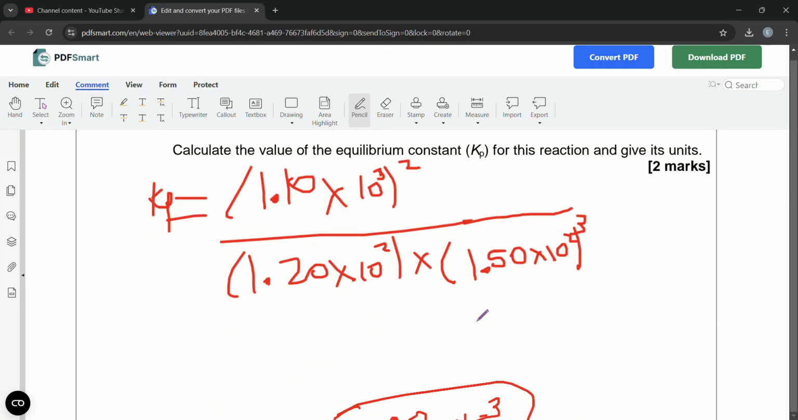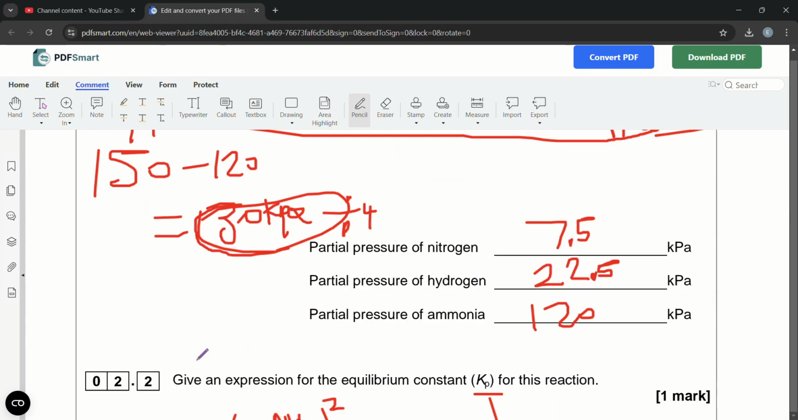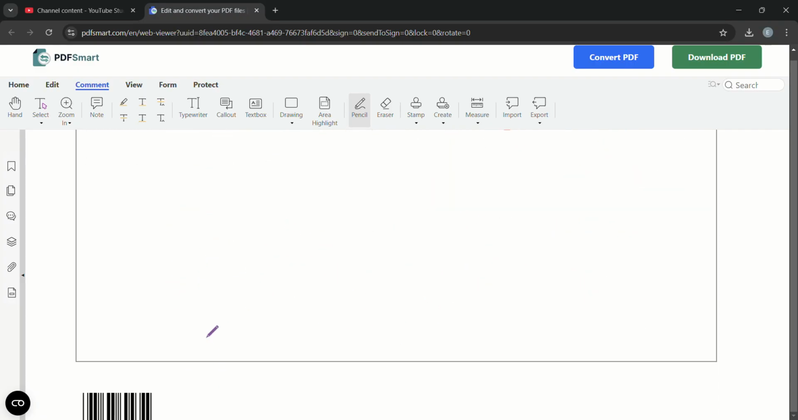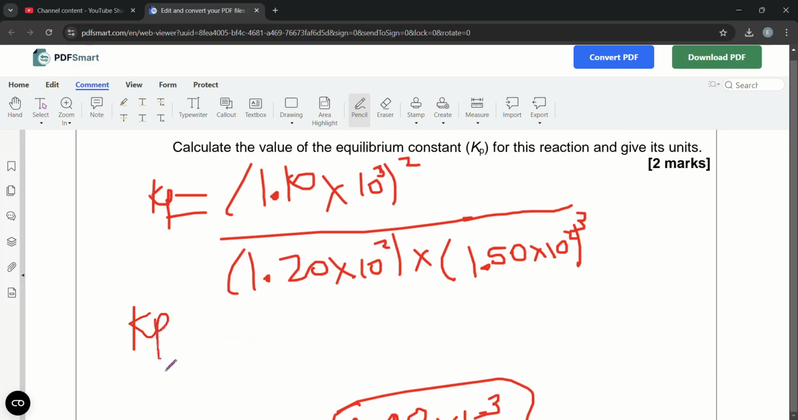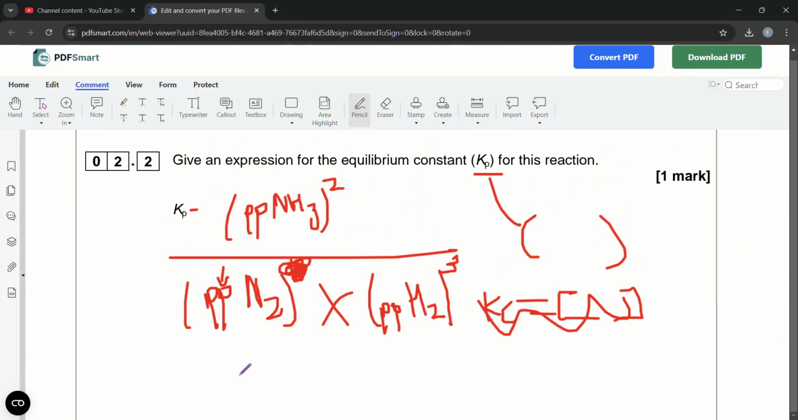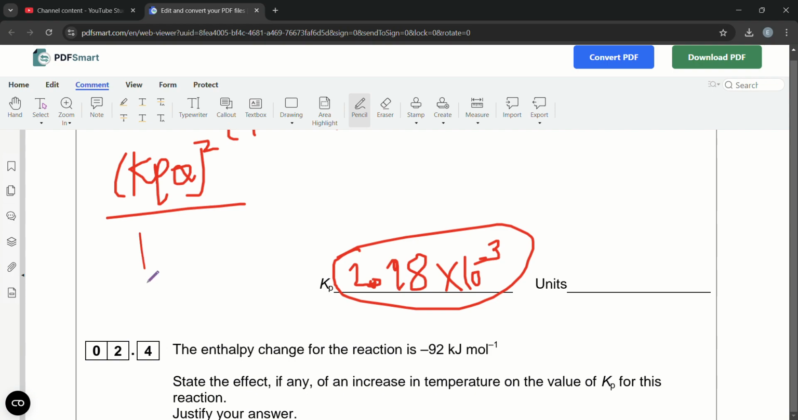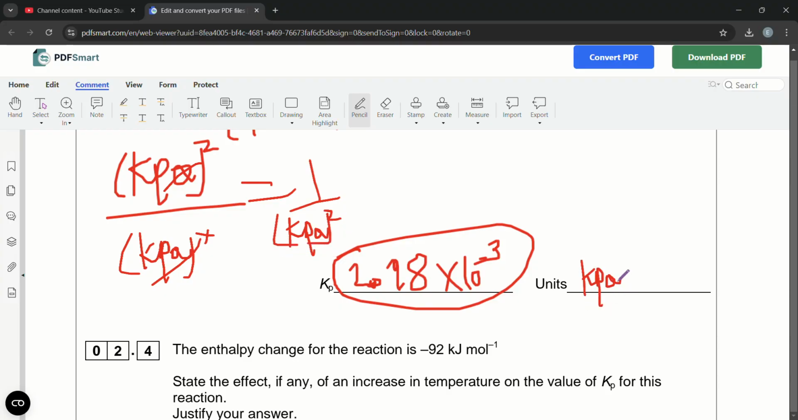And the units, well, what is it, kilopascals? Yeah, kilopascals. So it's going to be kilopascals squared, kPa squared all over kPa to the power 4. And that will give me 1 over kPa squared, which is just going to be kPa to the power minus 2, because the power of 2 is in the denominator, so it's going to be negative.